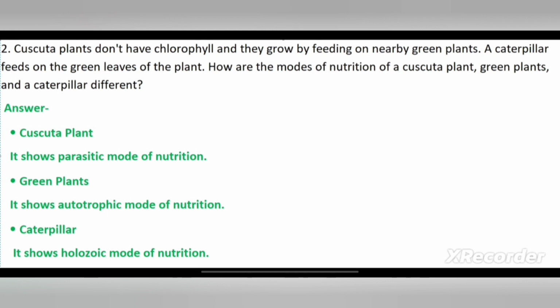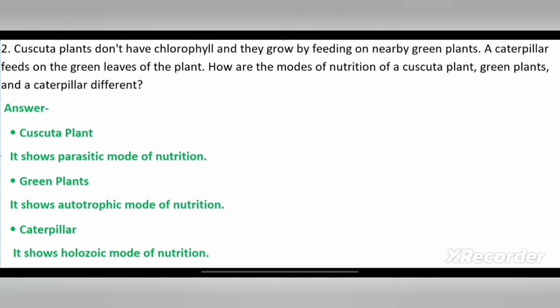Question number 2 is, Cuscuta plants don't have chlorophyll and they grow by feeding on nearby green plants. A caterpillar feeds on the green leaves of the plant. How are the modes of nutrition of a cuscuta plant, green plants, and a caterpillar different? So the answer is, cuscuta plant shows parasitic mode of nutrition. Green plants show autotrophic mode of nutrition. Whereas caterpillar shows holozoic mode of nutrition. You can write it like this or you can make it in a tabular form also. It will also look nice. So this is all about question number 2.